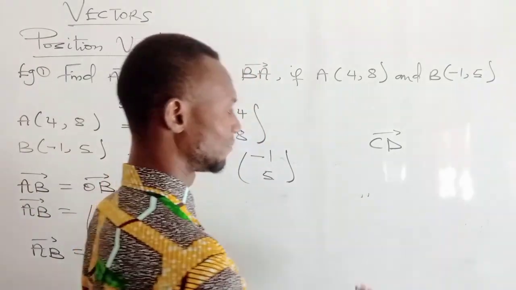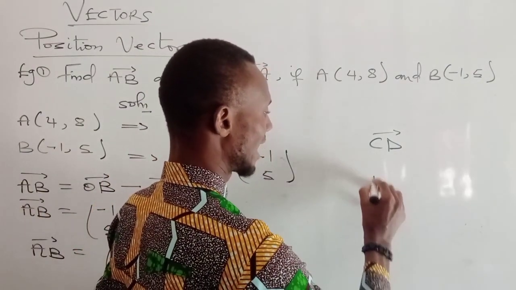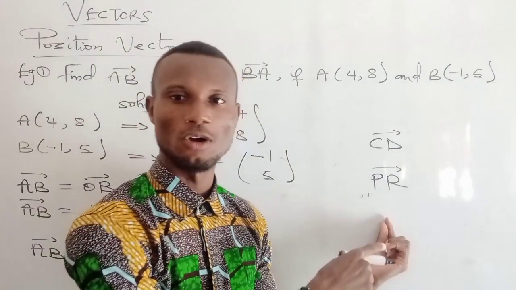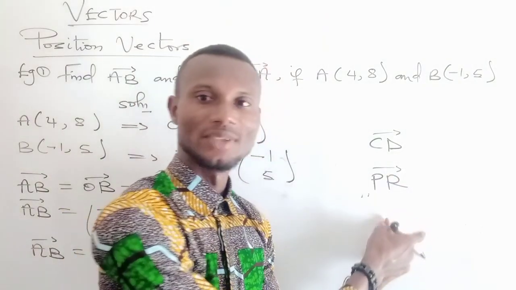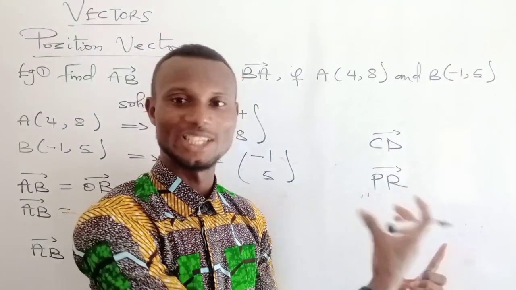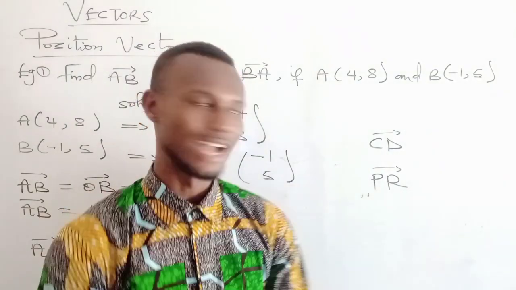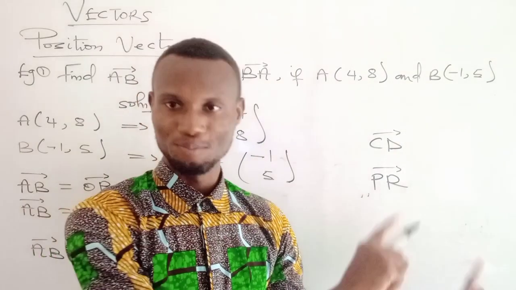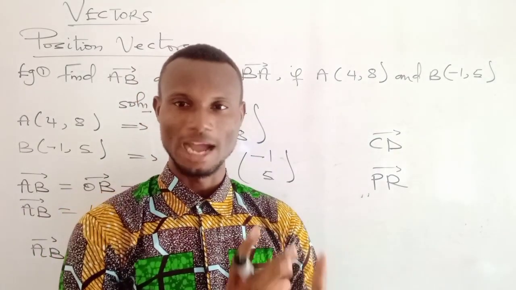Now again, if I have vector PR and I ask for the inverse of the vector PR, the inverse is going to be RP. The inverse is just the opposite of the vector. So the inverse of this vector PR is going to be RP. I hope you understand up to this point.